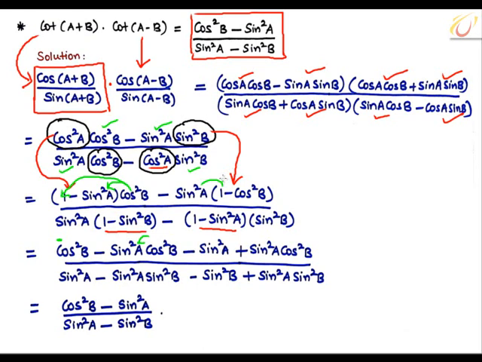Sine square A multiplies to 1 and becomes sine square A. Minus sine square A multiplies to minus cos square B and becomes positive sine square A cos square B. The same working you can do in the denominator. Now you will find minus sine square A cos square B plus sine square A cos square B eliminates. Minus sine square A sine square B plus sine square A sine square B eliminates. What remains? Cos square B minus sine square A upon sine square A minus sine square B.